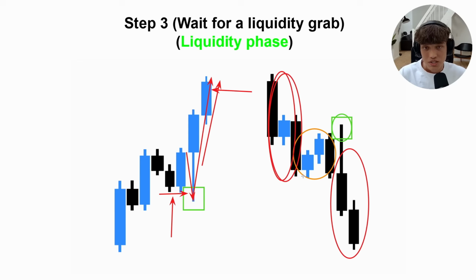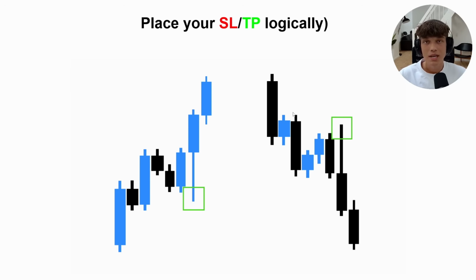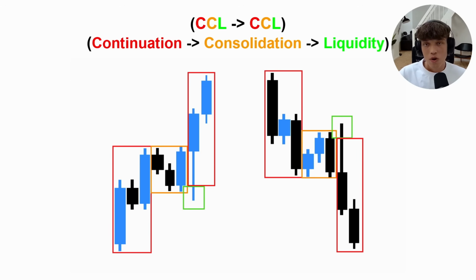So 3-step strategy: continuation, consolidation, liquidity, continuation, repeatable cycle, money printer basically. And now you simply enter your position post liquidity grab and place your stop loss and take profit logically. Now this was a quick overview of this strategy.